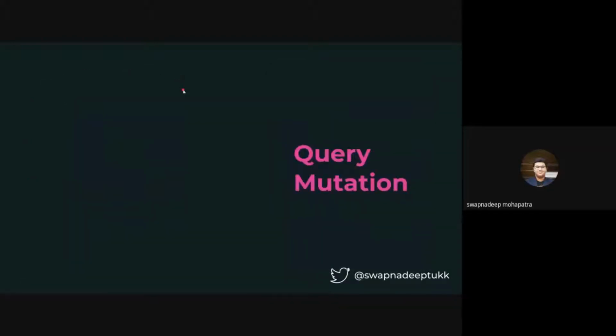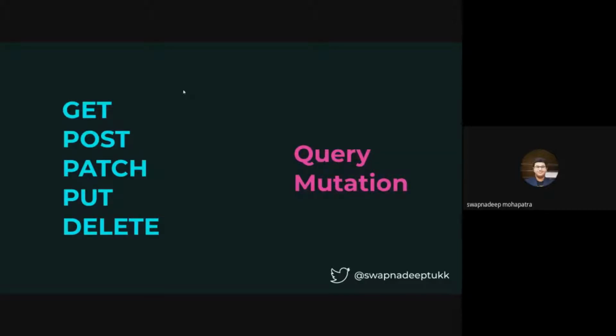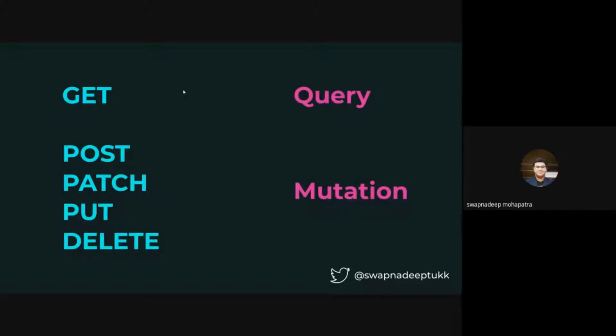So in GraphQL, we have two basic things, that is the query and mutation. But in case of RESTful APIs, we have multiple things, like we have get, post, patch, put, update and delete. But in case of GraphQL, we have only two things, that is query and mutation. So query is similar to get and mutation is similar to post, put, patch, update and delete.